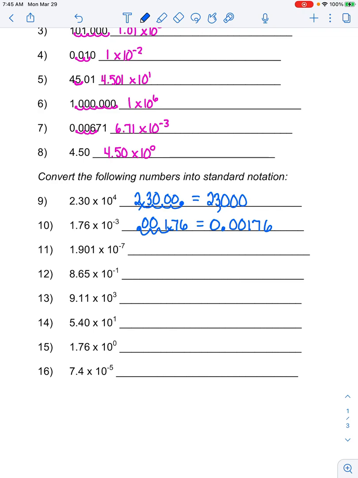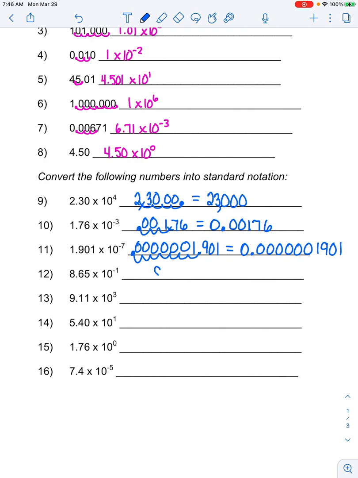Number 11, 1.901 times 10 to the -7. So since I have a negative exponent, I'm going to write my number over just a little bit because I know I'll be moving to the left. 7 jumps. 1, 2, 3, 4, 5, 6, 7. Okay, so your final answer should be 0.6 zeros. 1, 2, 3, 4, 5, 6, 1901. So double check and make sure you have the right number of zeros.